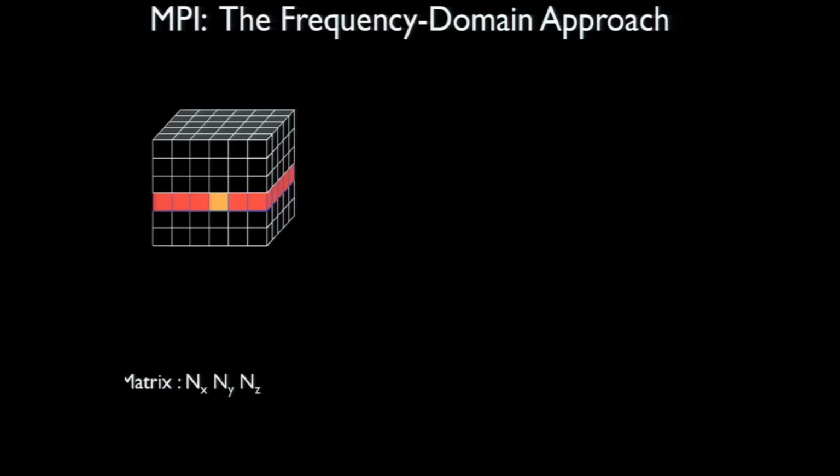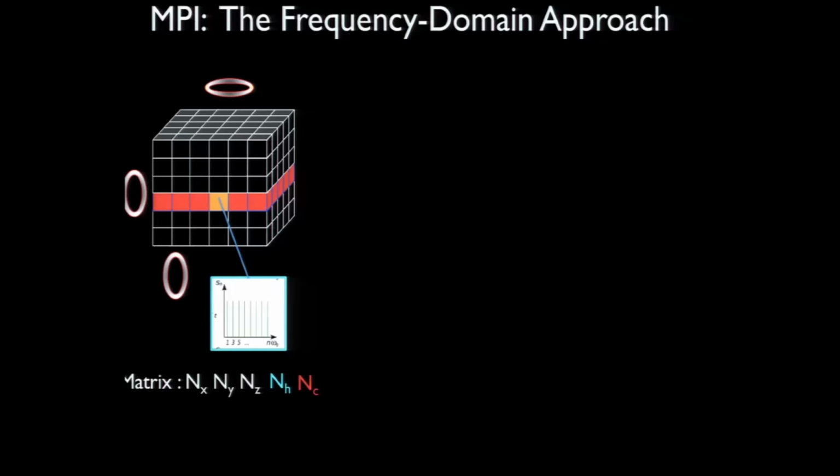Now, of course, the other approach is the frequency domain approach. In this case, you have the imaging volume. You divide it into NX, NY, NZ voxels. And then in each of these, you have the harmonic signals. So you have a matrix that is the product of all of this. Plus, of course, you have 3 detectors. So you have a huge matrix that you have to invert.